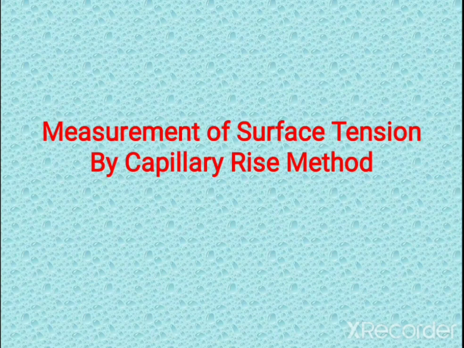Surface tension is that property of liquid by virtue of which it behaves like an elastic stretched membrane with a tendency to contract and occupy minimum surface area. This is called surface tension.